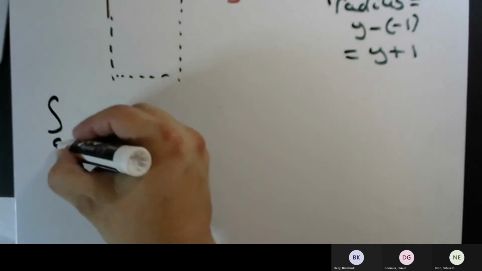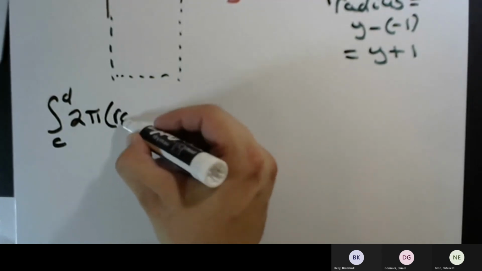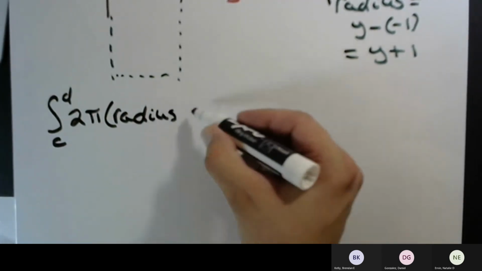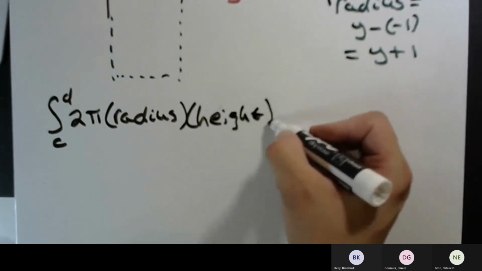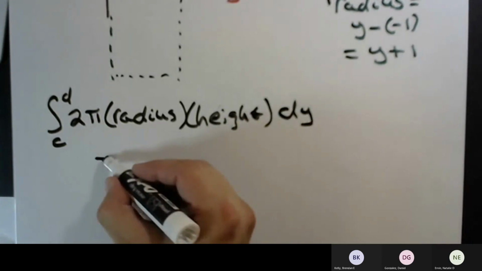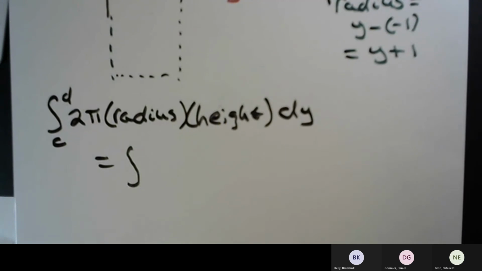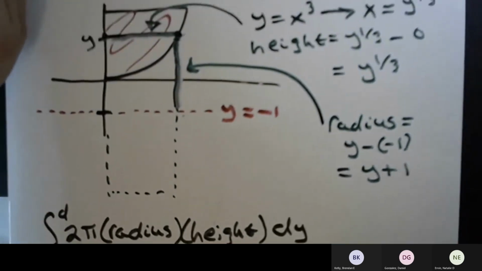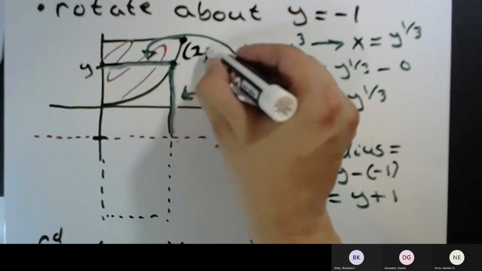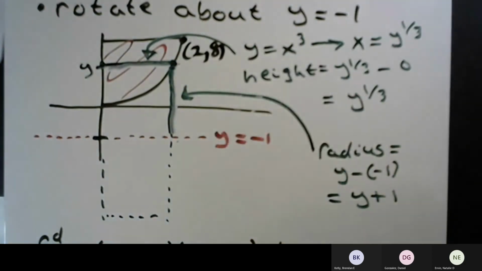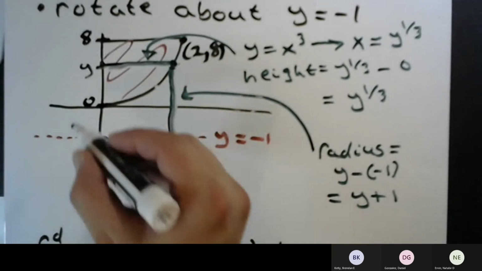So the integral from c to d, 2 pi times radius times height dy will be the integral. With this one, you want to be a little careful about our limits. These intersected at 2, 8. So this is 8, and down here is 0.